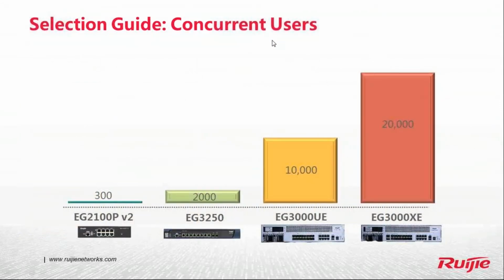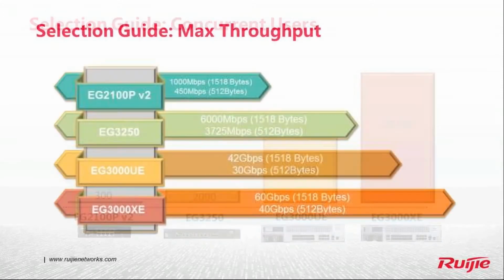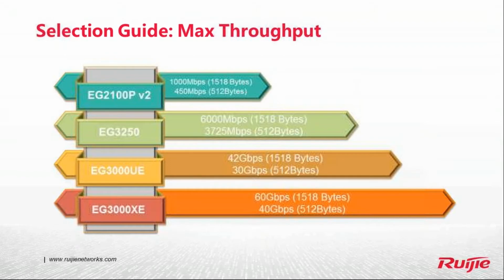This is the concurrent users each model can support, like I just mentioned: 300, 3000, 10,000, 20,000. This is the maximum throughput for these EGs. If anybody has questions, you can raise them after my training, after the workshop. So this is the 2100. The maximum throughput is 1000, 220 is 6000, 4260.